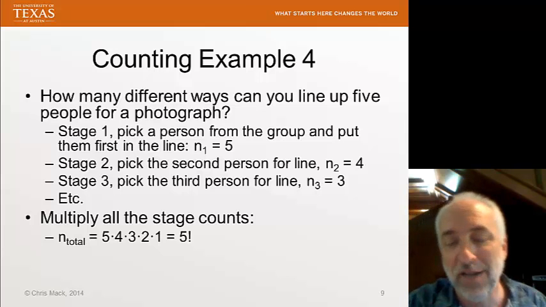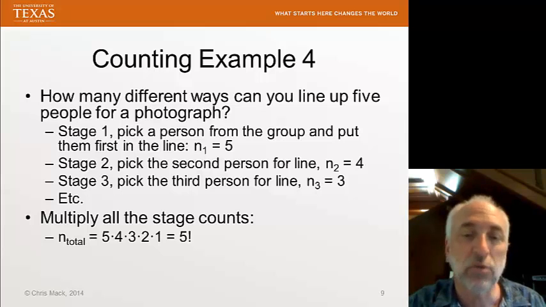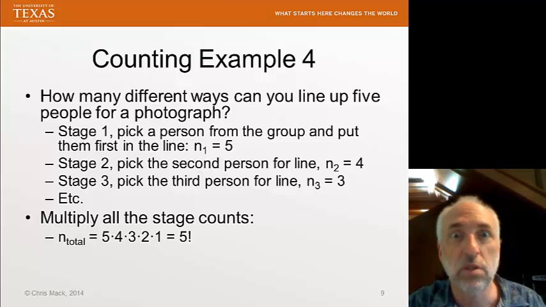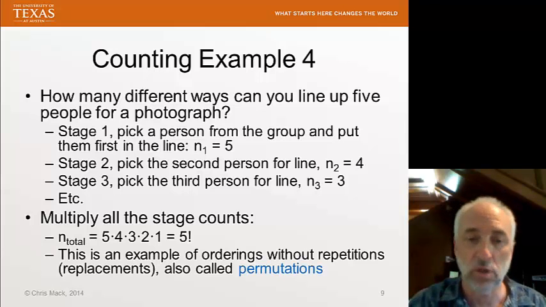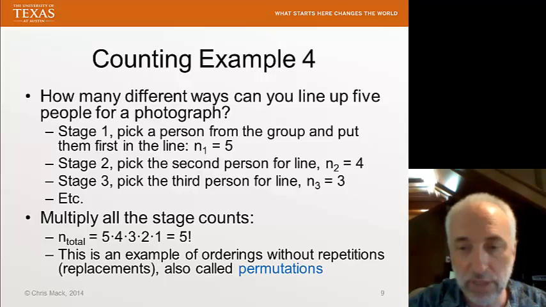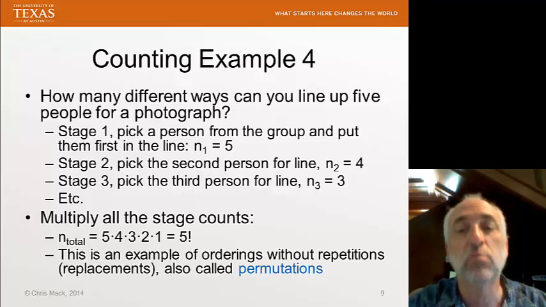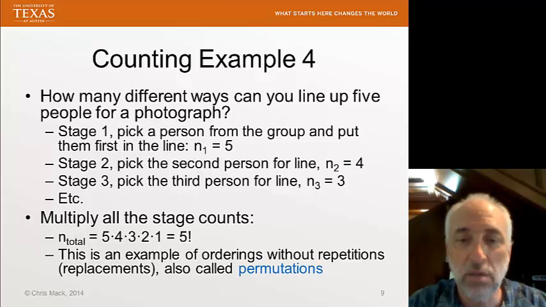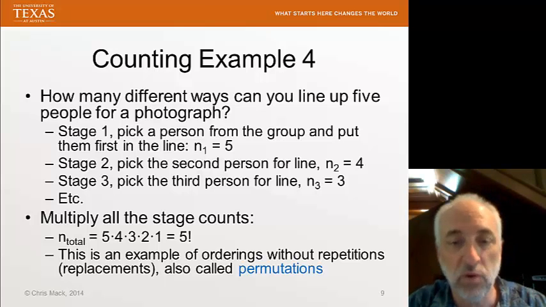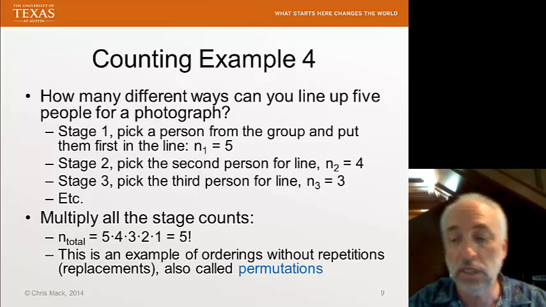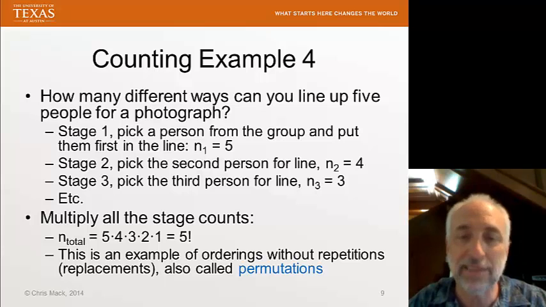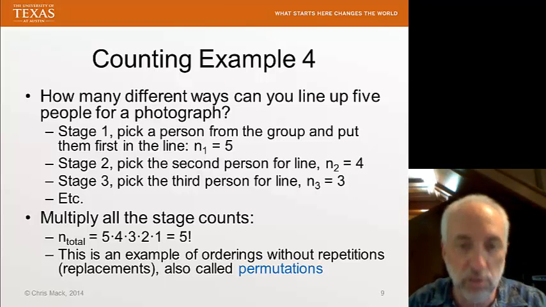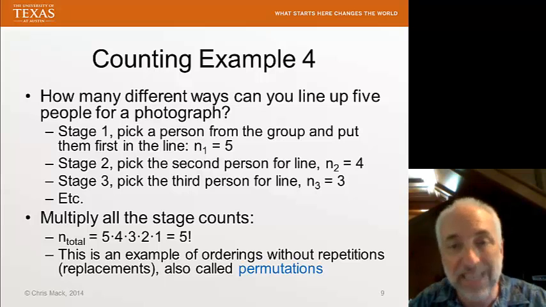We have a name for this kind of multiplication of decreasing numbers. We call it factorial. So the total number of ways in which I can line up 5 people out of a group of 5 for a photograph is 5 factorial. We call this orderings without repetitions or replacements. We call this permutations. How many different ways can I permutate these 5 people? That is, order them up in a sequence. And the answer is, for n elements in a set, there's n factorial permutations, ways of sequencing them.